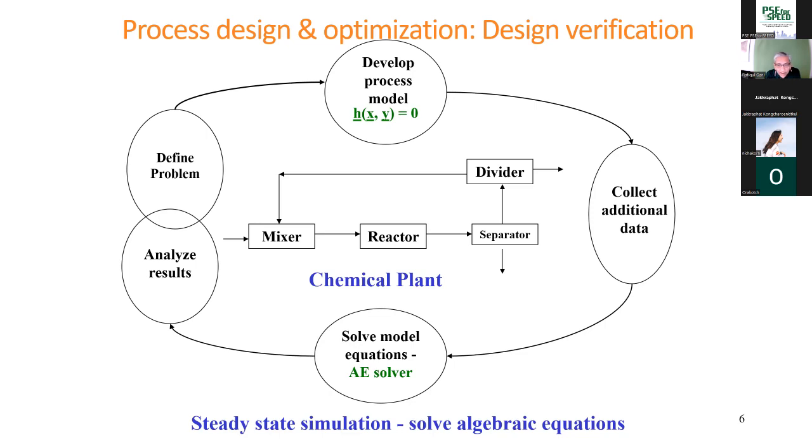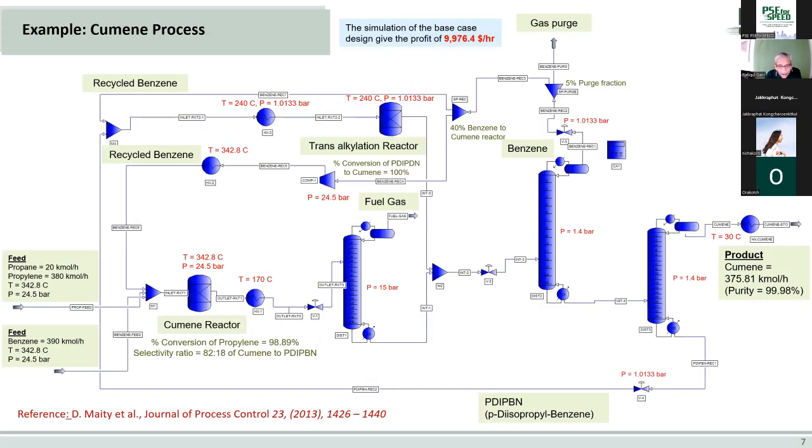Here is a more practical example of the process. This is a process to make cumene from propane and propylene. Propylene is the feed, propane is the inert compound. Propylene reacts with benzene to give cumene. And so we have the reactor, we have the separators, and there are two reactors, and then there are separators.